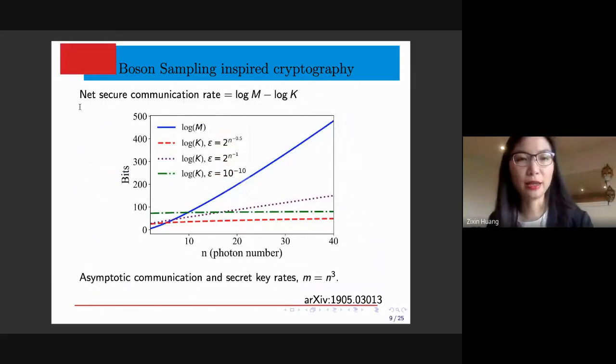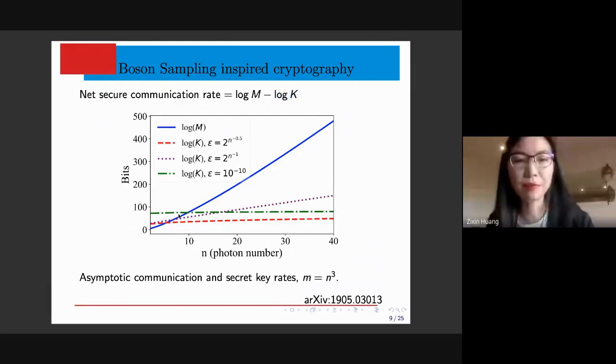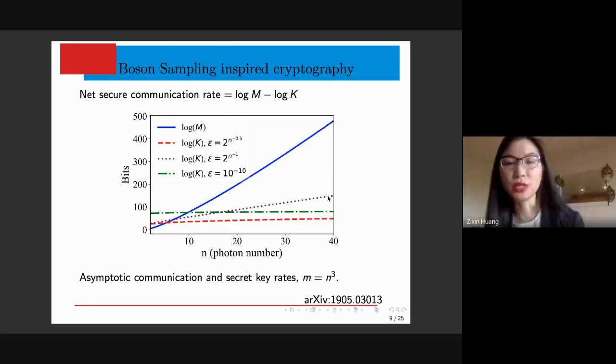So we're defining a net secure communication rate as log m, which is the number of bits that we transmit securely, minus the number of bits used for the encryption. So log m is given by the blue solid curve there, and log k is plotted at the bottom for different security parameters. And this is in the boson sampling regime, where we have m much larger than n. As we see, we have a potentially exponential gap between the length of the message transmitted and the number of bits used in the encryption.